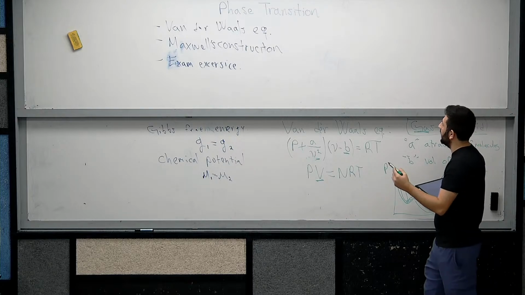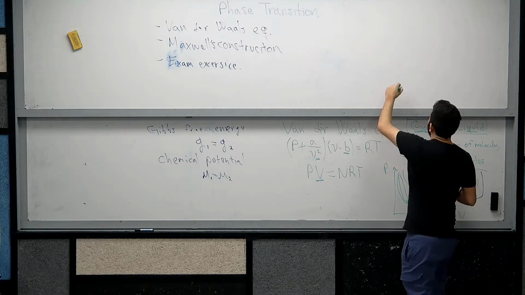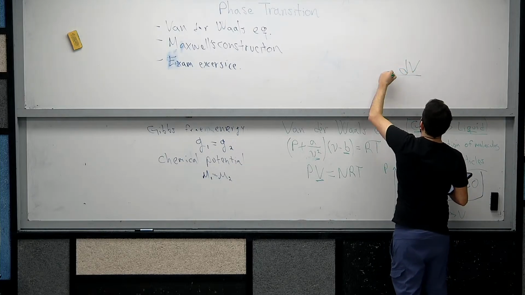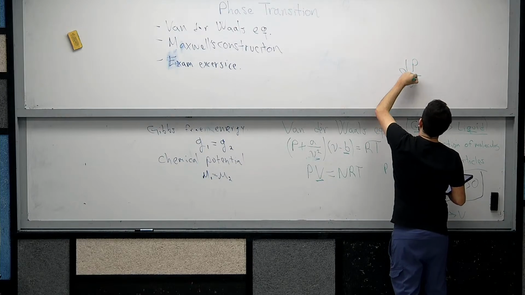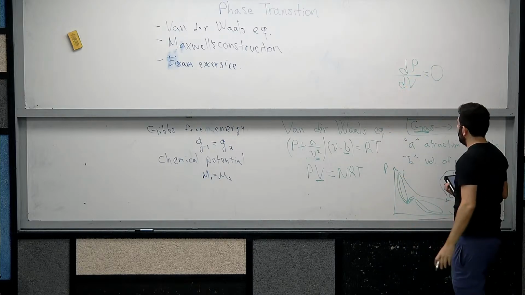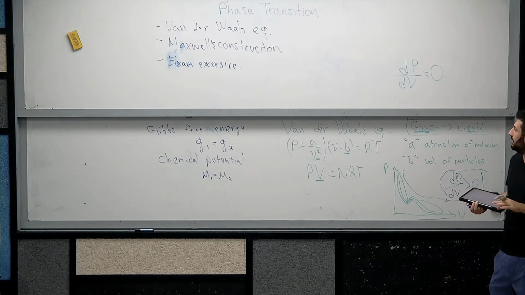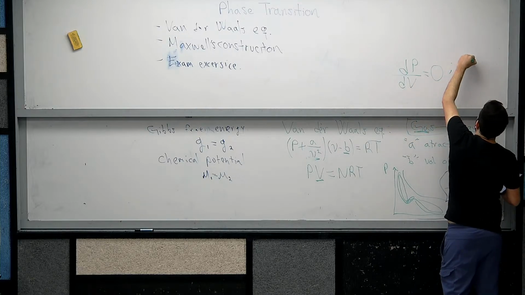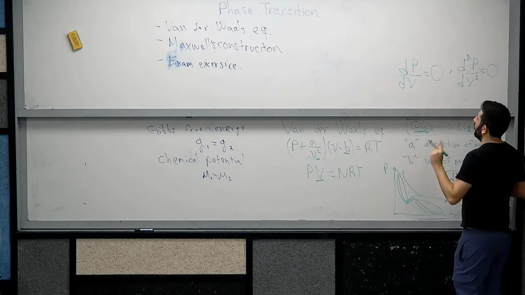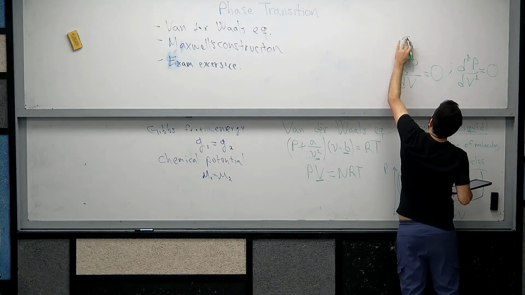the first derivatives must be 0, right? So if it's a first order phase transition, then dP/dV is 0, and the second derivative must be greater than 0. That is true in another system. And when the second derivative is also 0, then this is met when we have a second order phase transition. Okay.